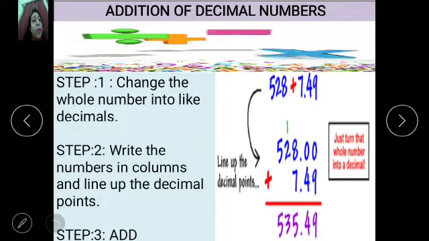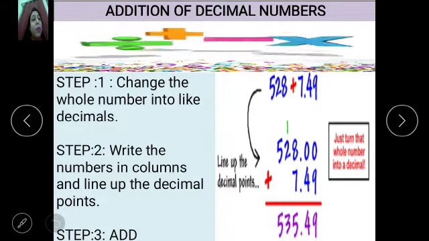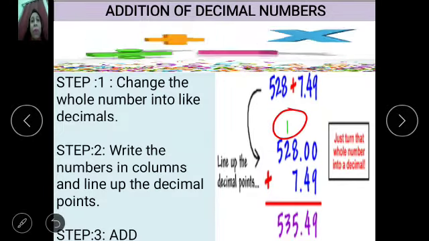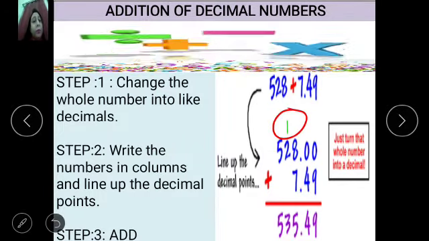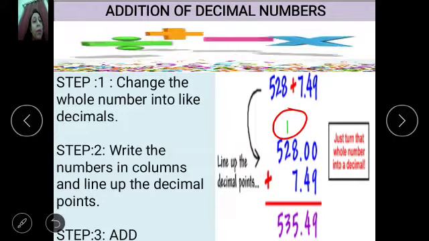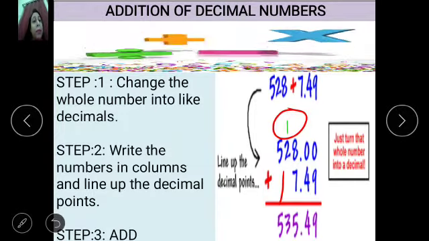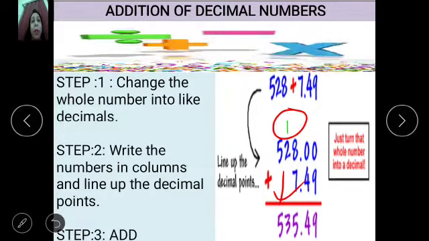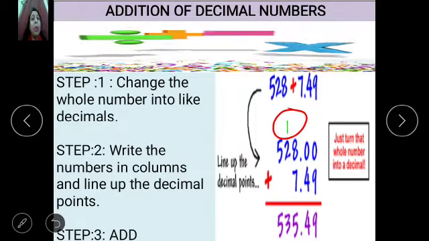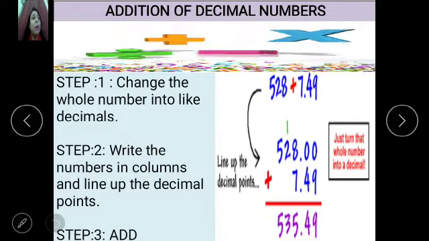Then 8 plus 7, 15. 5 is written over there, 1 is carried over. Okay. Now 2 plus 1, 3. 5 comes down like that. Okay. Like that you have to add. Is that clear, children? Now come to next.